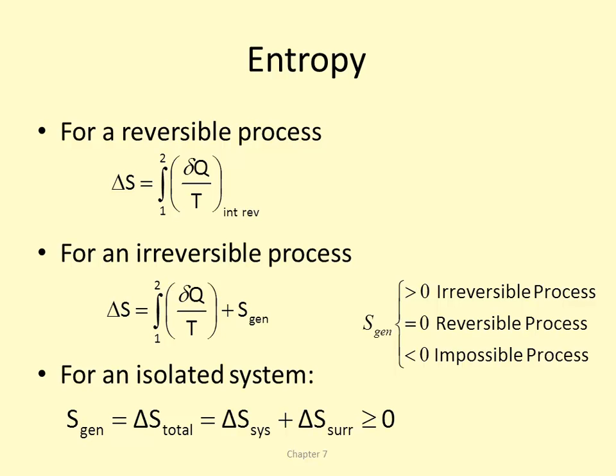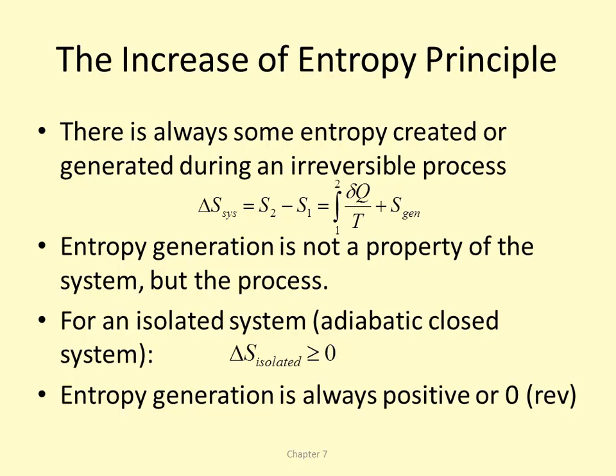And then if it's an isolated system, the entropy generation is the system plus the surroundings, and this is always greater than or equal to zero. The increase of entropy principle, as we just discussed, says that the entropy generation is a property of the process.